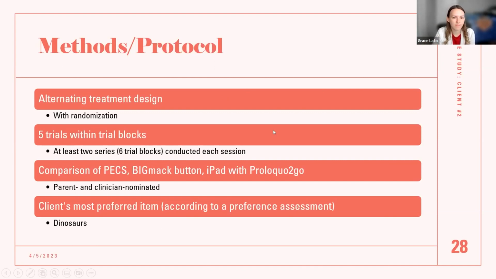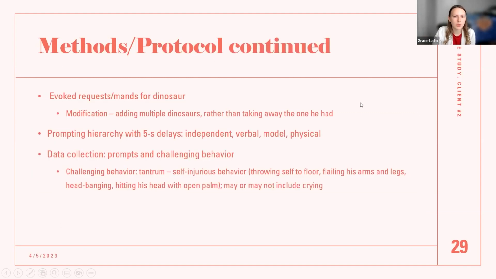Next slide, please. So we evoked requests or mands for dinosaurs. We did have to modify the structure of our mands. Typically, the child mands for something, you provide them with the preferred item, and then you remove it to contrive another mand. However, a single dinosaur did not appear to be motivating enough for Gabriel to mand. So we had to add dinosaurs instead of taking away the one he had. So eventually he ended up with a whole army of dinosaurs on the table by the end of each assessment day, but it worked for him.